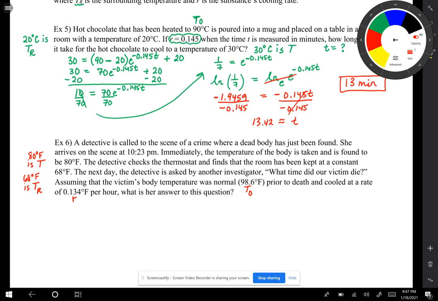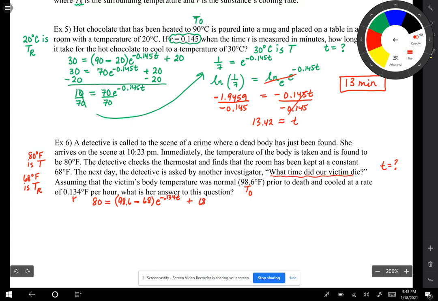So what's the answer to the question? What time did the victim die? So again, we're going to solve for t. So what is little t? Right, so let's use this information. Our final temperature is 80 degrees equals our initial temperature, 98.6, minus the room temperature, which is 68, close parentheses, e to the negative, and the cooling rate is 0.134 times little t, plus the room temperature again.